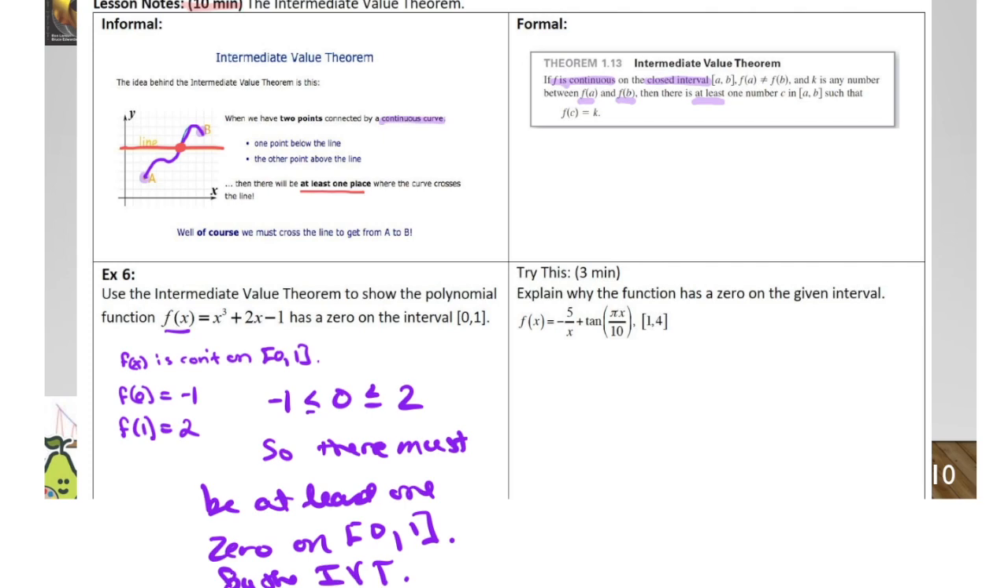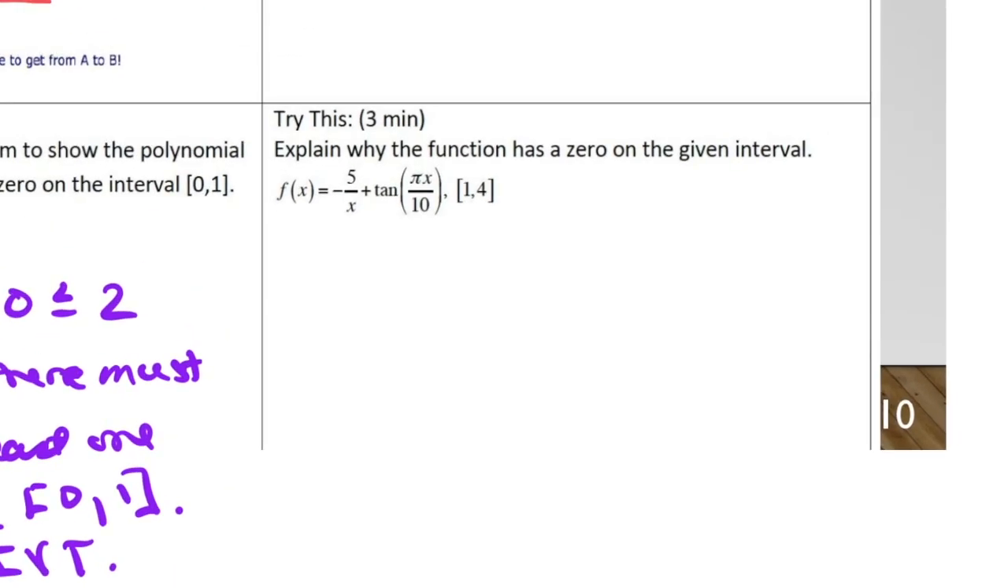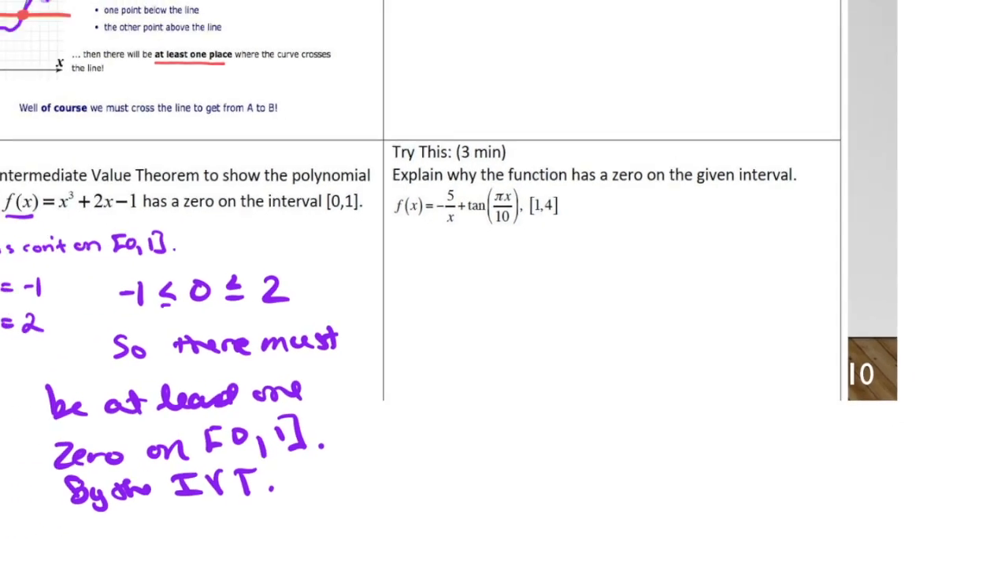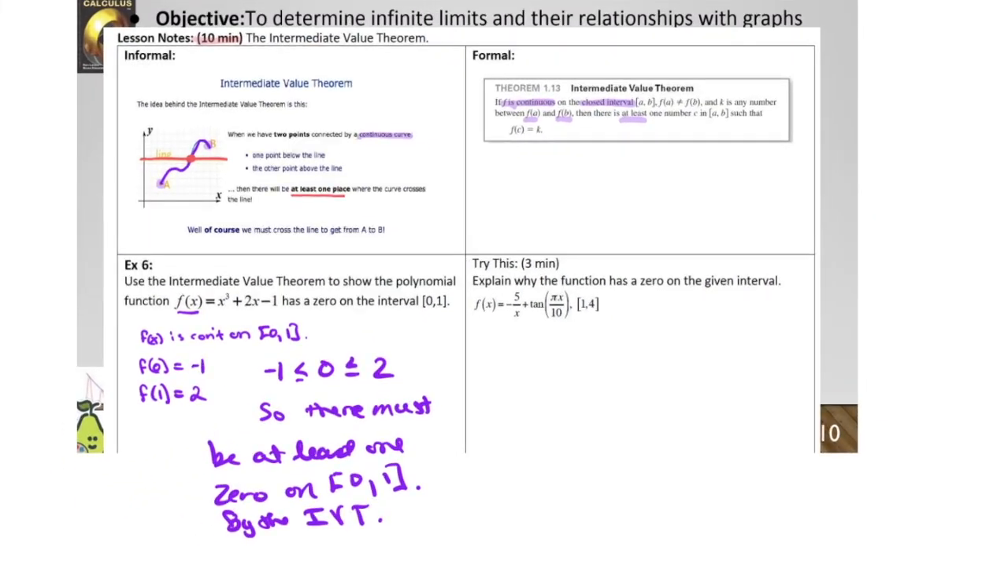For this lesson, you have 2 more problems to consider using your intermediate value theorem. So take a few minutes, complete the rest of this lesson.